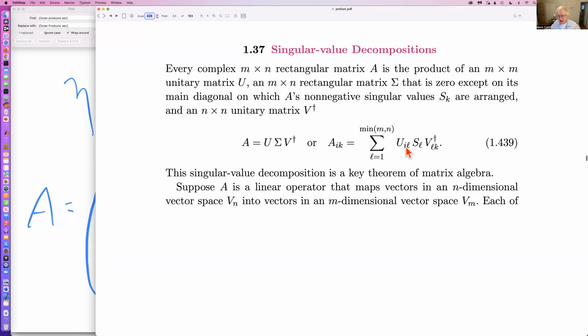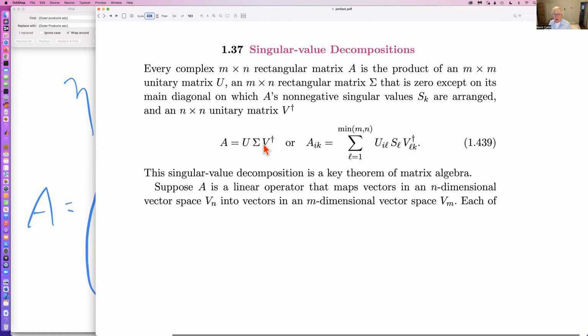Or equivalently, it's the sum, l goes from 1 to the minimum of M and N, of U_il, singular value sigma_l, V dagger_lk. So notice that normally you'd have two sums. You'd have a sum over the intermediate index here and a sum over a different intermediate index there. But instead, we only have one intermediate index. And this is a key theorem.